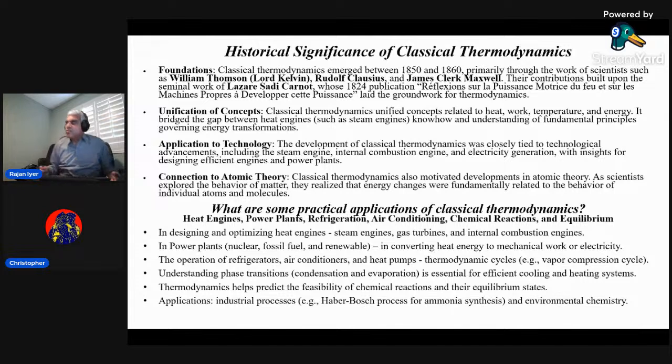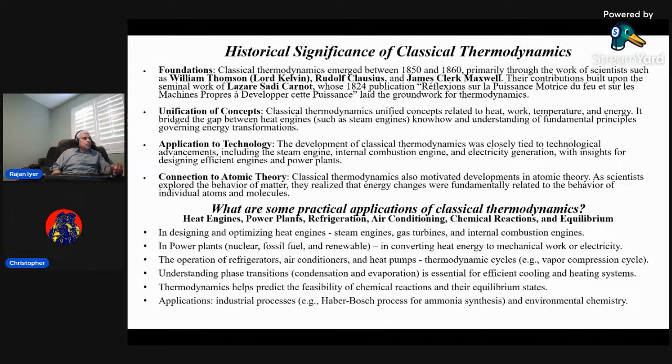I'm not going to say the whole title because I don't speak French, or some other language. It could be Dutch, things like that. So essentially, that was the publication, which would probably be translated to English, and that laid the groundwork for all of thermodynamics. So Carnot was one of the main architects of this thermodynamics unification concept.